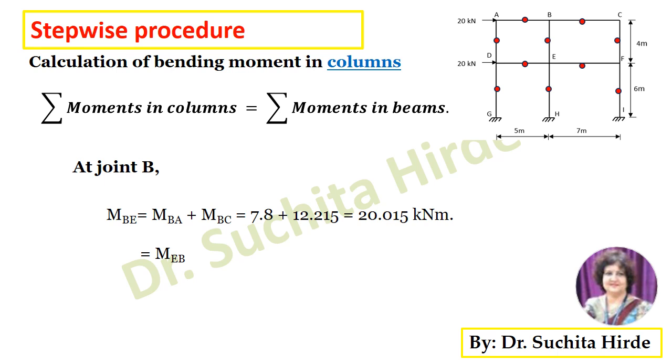Next, consider joint B. At joint B, there is one column BE and there are two beams BA and BC. Therefore, we can write moment in column, that is MBE, is equal to sum of moments in beams, that is MBA plus MBC. So we get moment in column BE is equal to 20.015 kilonewton meter. Then consider joint C. You will get MCF is equal to MCB is equal to 12.215 kilonewton meter.